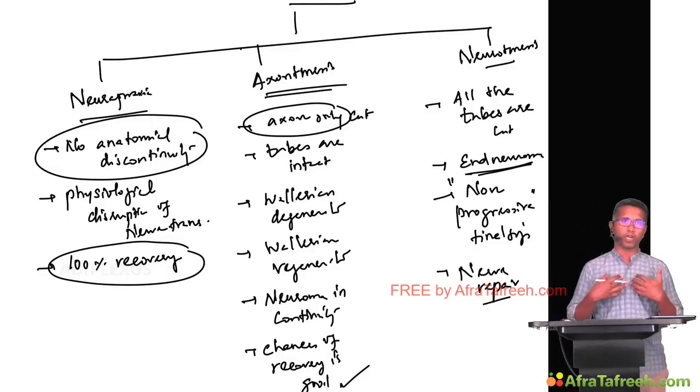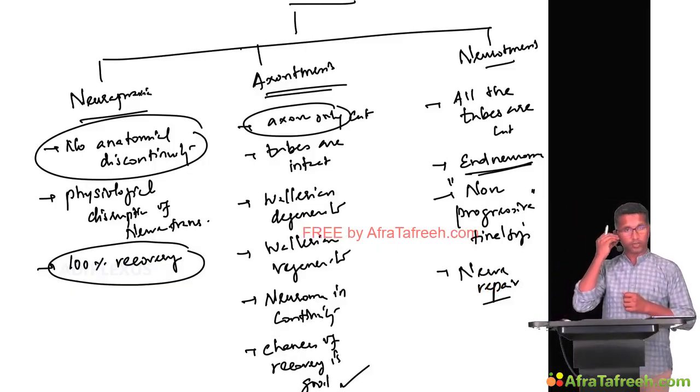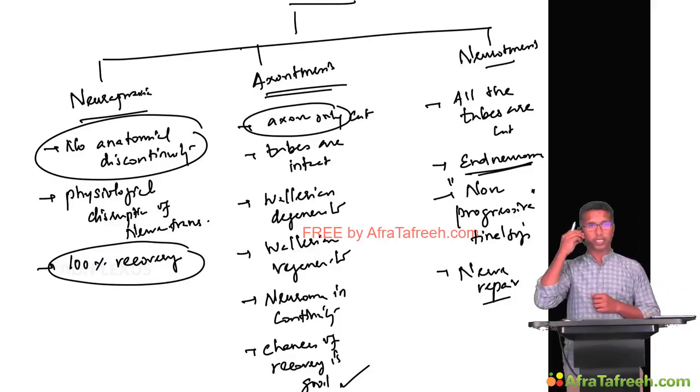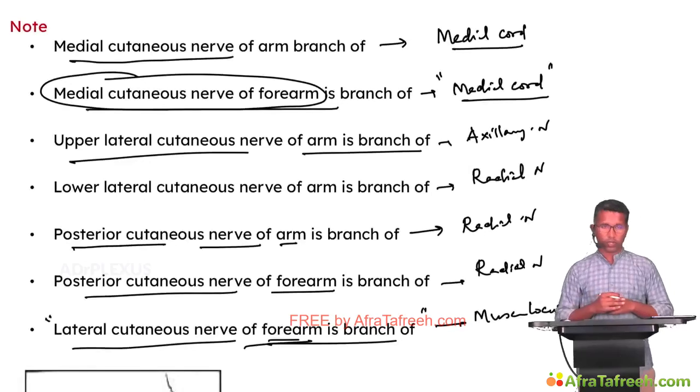So any nerve in the body will go through any one of these kinds of nerve injuries. With keeping this in the background, we'll go to the nerve injuries now.